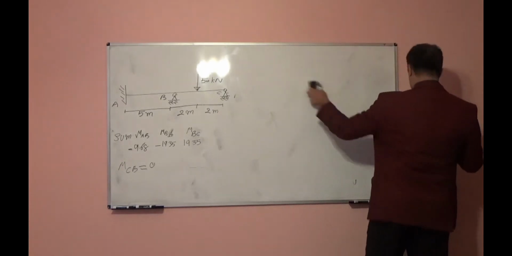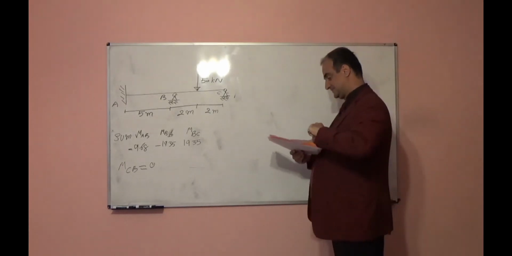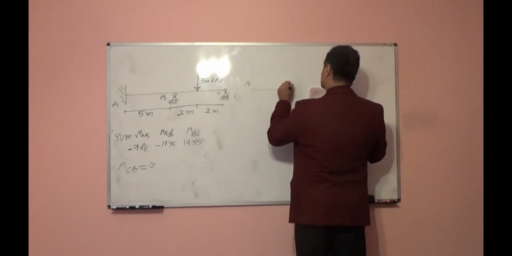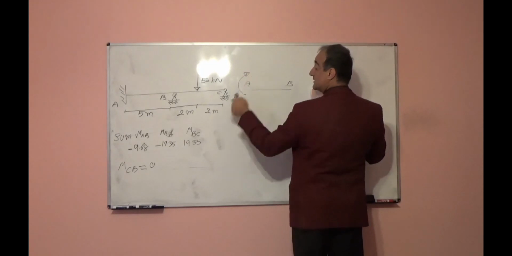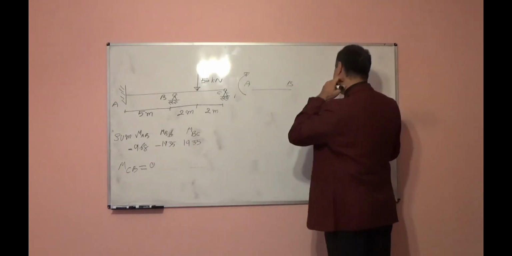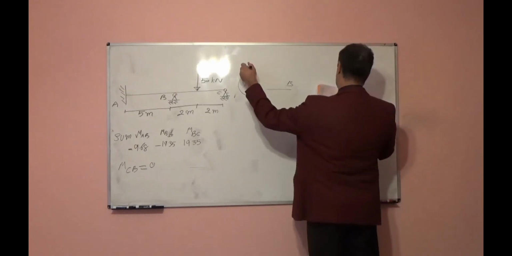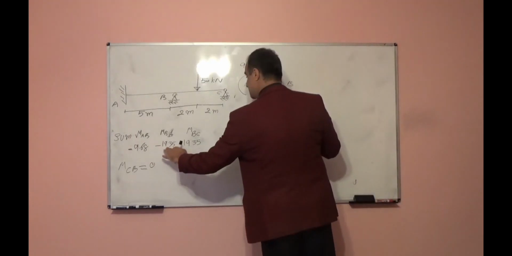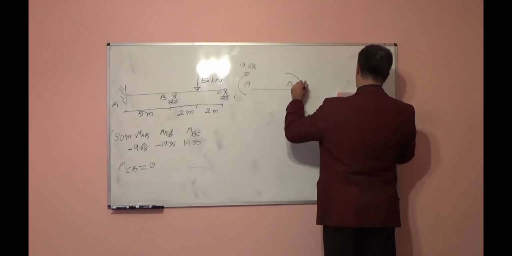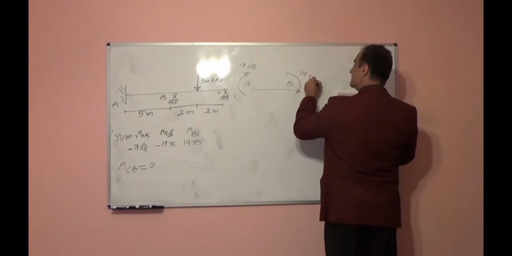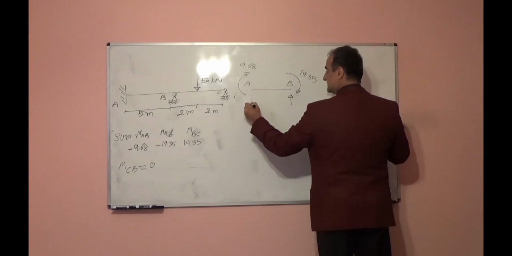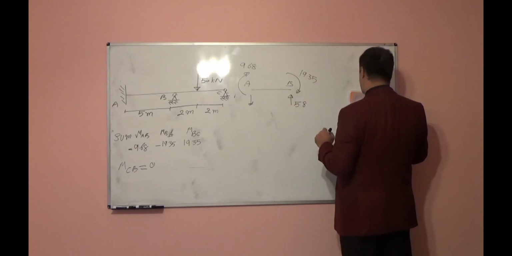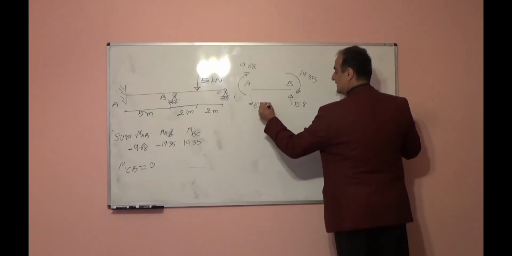We can cut these members and find reactions. So member AB: negative 9.68 means clockwise, 9.68, and negative 19.35 clockwise, 19.35. So you can find this reaction. You can take moment with respect to A. Find this will be 5.8. Summation of force in vertical direction equal to 0, so this is 5.8.